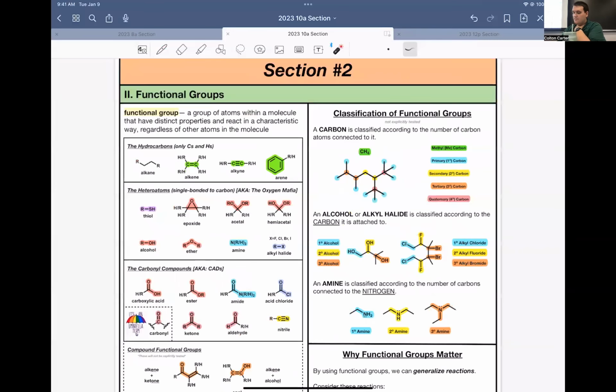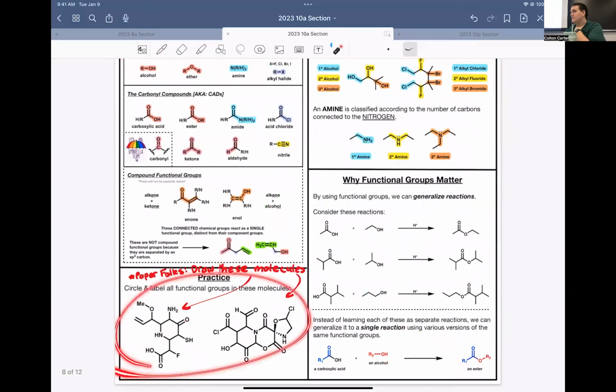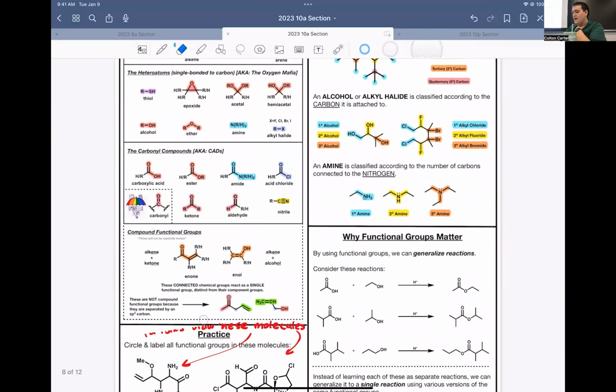This chart right here, this part, not the bottom part with the dashed lines, these are the ones you're responsible for knowing, and there will be an exam question asking you to identify them. The exam question will look like this one, which we're going to do in a bit, where essentially we'll give you a crazy molecule and say, circle all the functional groups. So that is just straight up going to be part of an exam question. So be prepared.